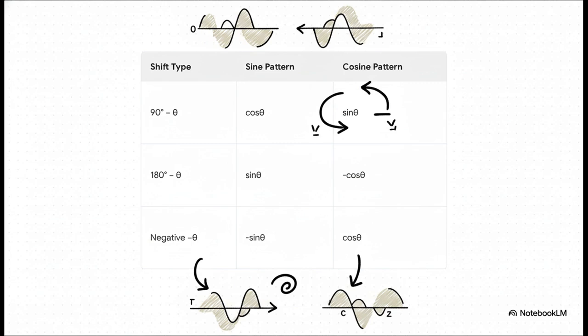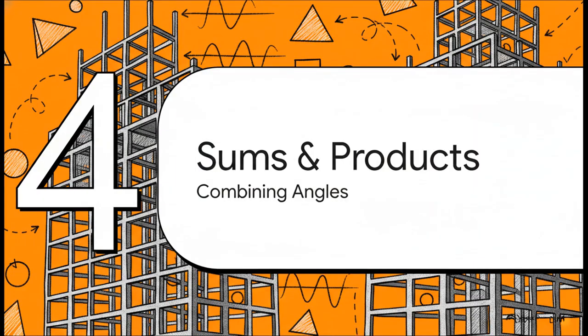If you throw a negative sign into the angle, sine passes that negative right to the outside, becoming negative sine. But cosine is a tank. It just absorbs it. Cosine of negative theta is exactly the same as cosine of positive theta. It remains completely untouched. Moving on to level 4, sums, differences, and products.